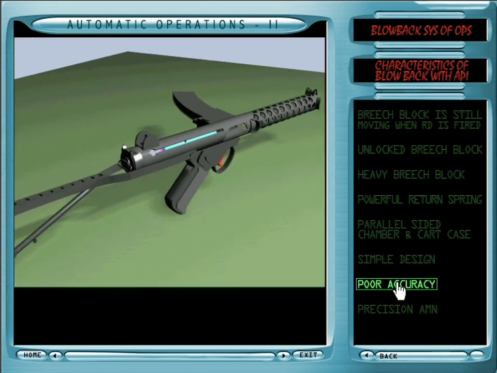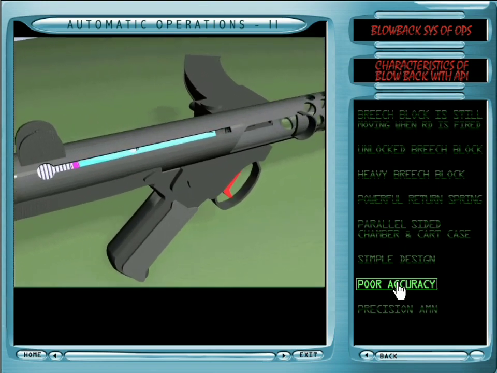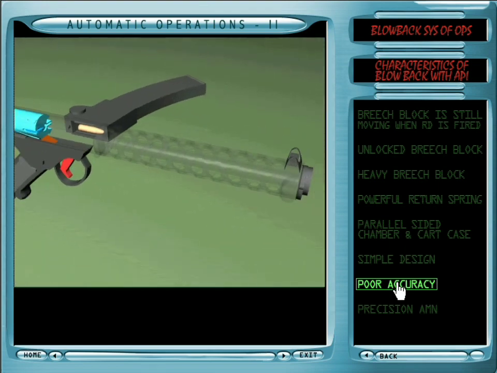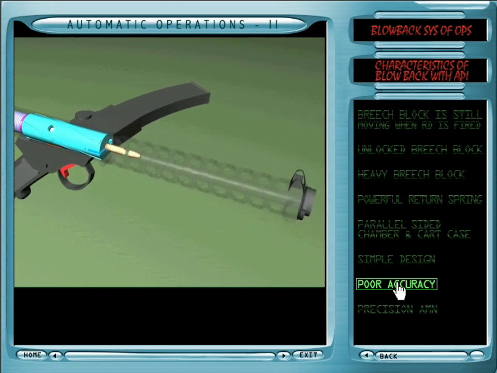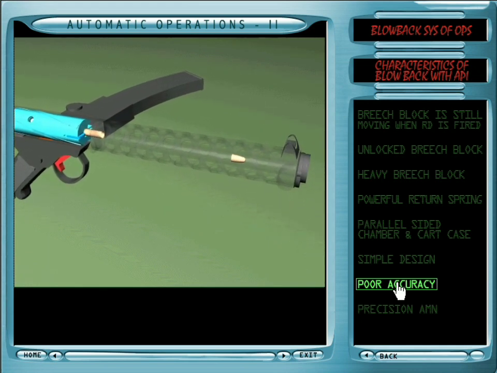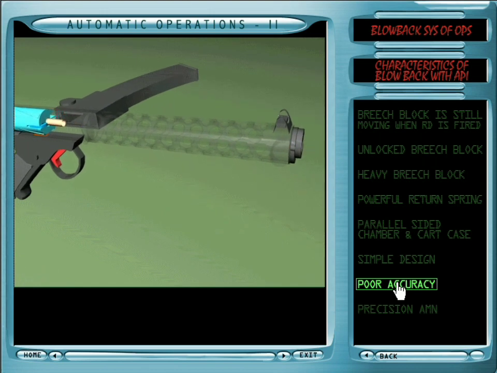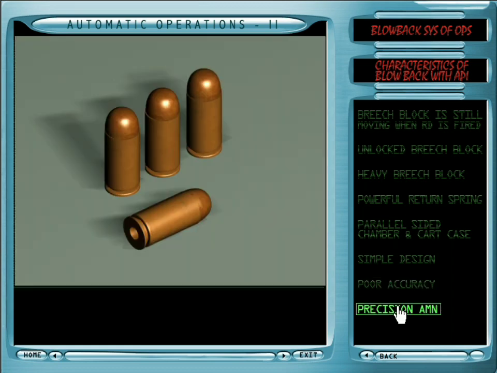Poor accuracy. Blowback operated weapons are characterized by poor accuracy at long ranges. The movement of the heavy breech block after pressing the trigger results in considerable shift in the CG, resulting in poor stability of the weapon during fire. Precision ammunition. Owing to the parallel chamber, the ammunition is precision made. This leads to a lot of stoppages due to a dirty chamber or unfit ammunition.